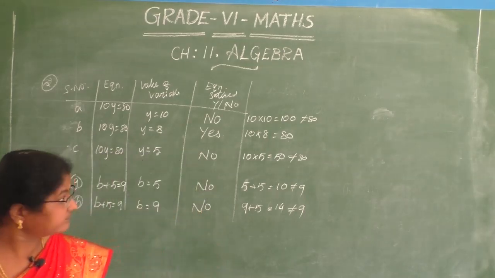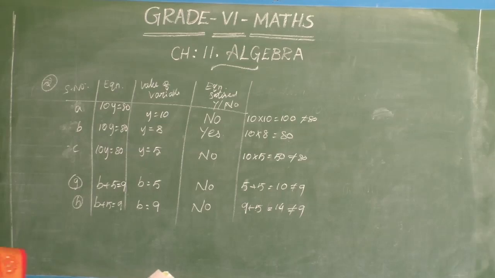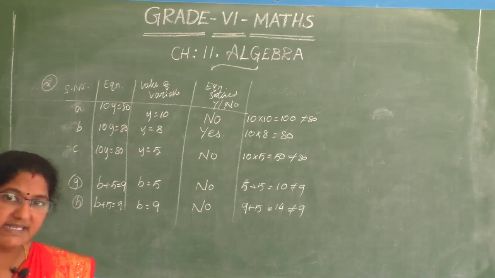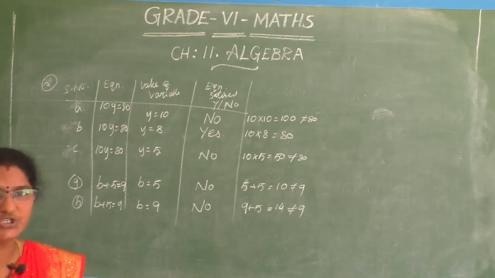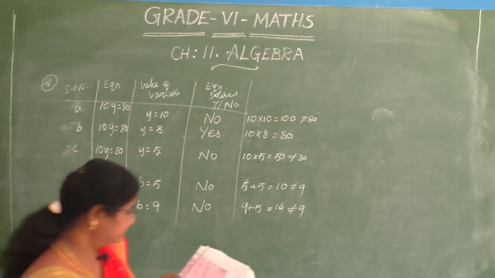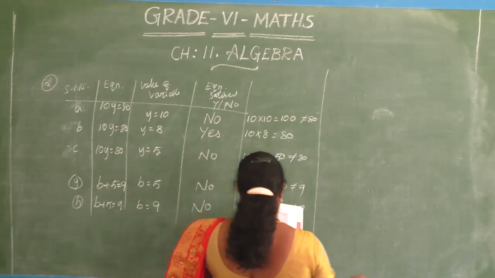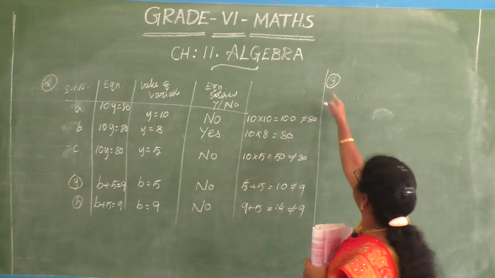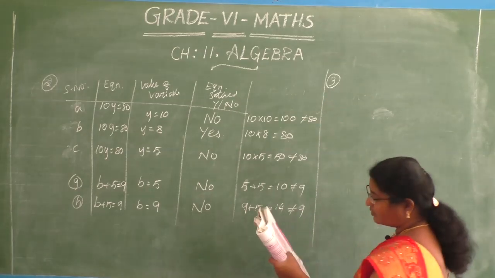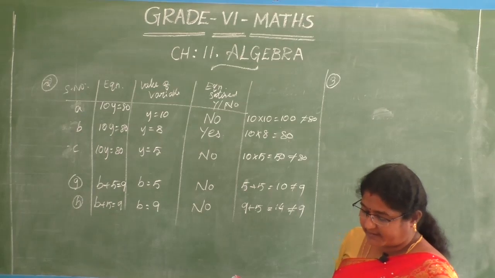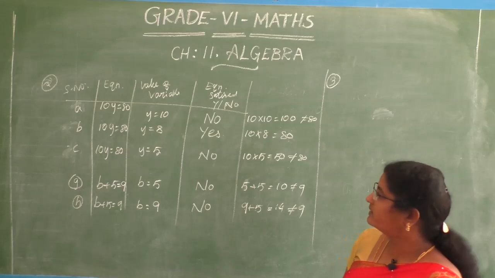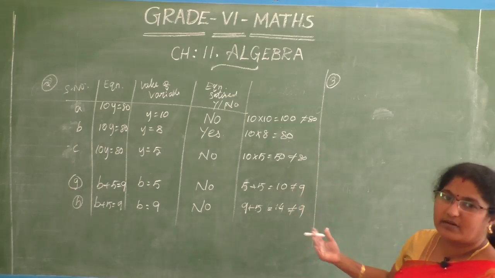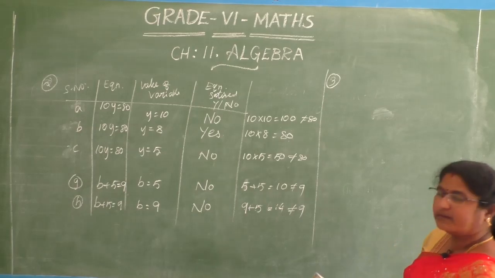Next, third question. This also has some values of the variable given, 3 or 4 values. You have to identify which one is the correct solution of the equation. Third question, write this in the classwork. Pick out the solution from the values given in the bracket next to each equation. Show that the other values do not satisfy the equation. Everything you have to show. Whatever we do here in the tabular column, the same thing we have to do in the notebook.